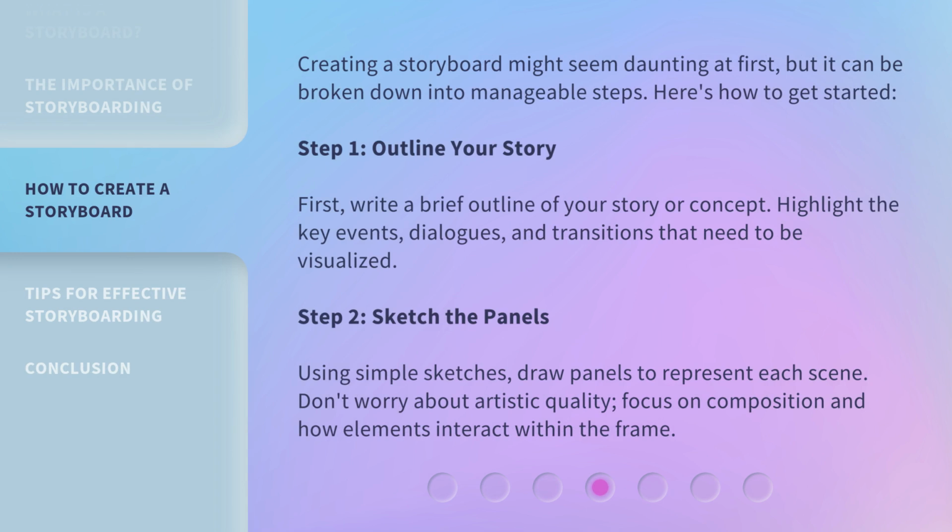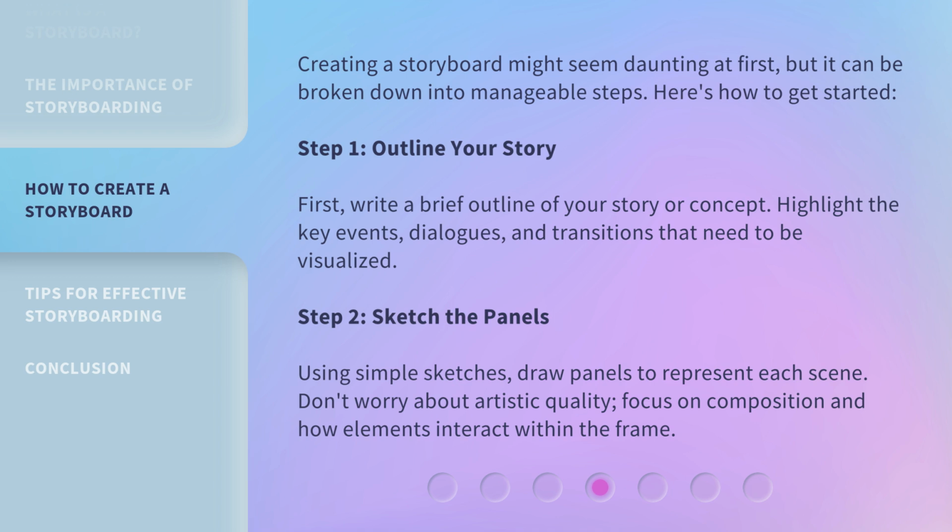Creating a storyboard might seem daunting at first, but it can be broken down into manageable steps. Here's how to get started. Step 1. Outline your story. First, write a brief outline of your story or concept. Highlight the key events, dialogues, and transitions that need to be visualized.